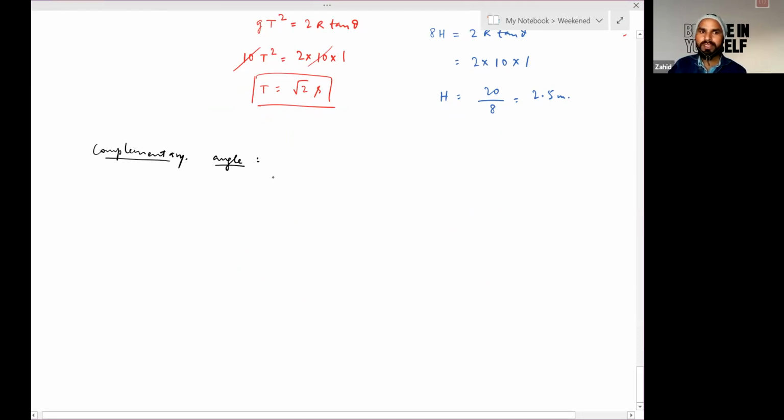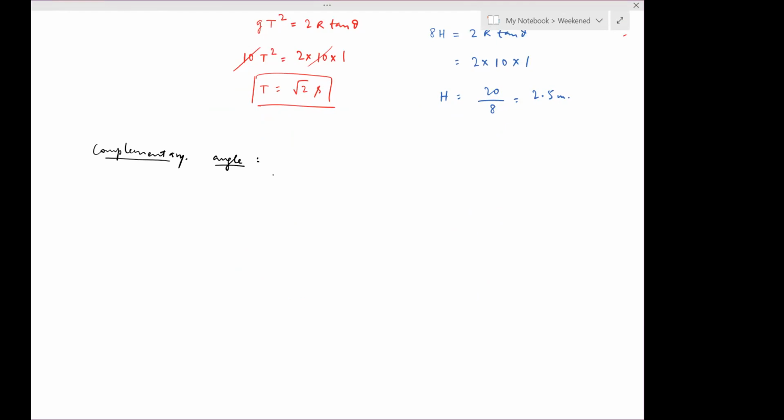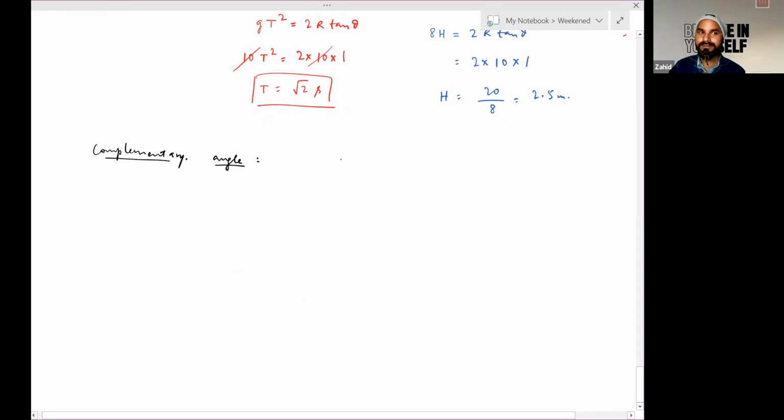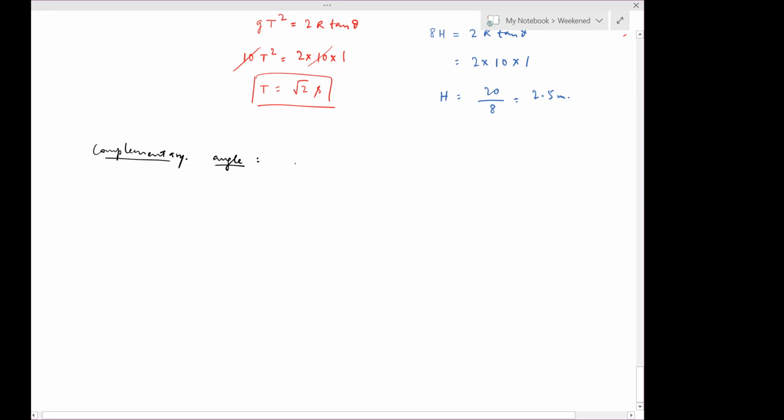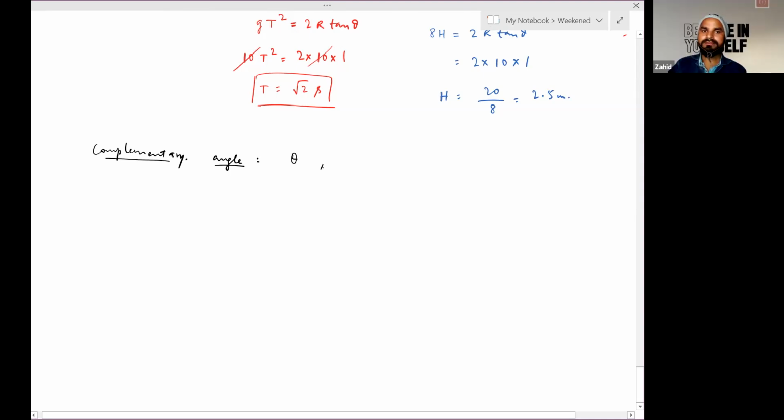First, what do you mean by complementary angle? Just tell me. Where the sum of two numbers is 90 degrees. Sum of two numbers or two angles? Angles. Good. Let one of the angles be theta and the other be 90 minus theta. So if the sum of any two angles equals 90 degrees, they are complementary to one another.